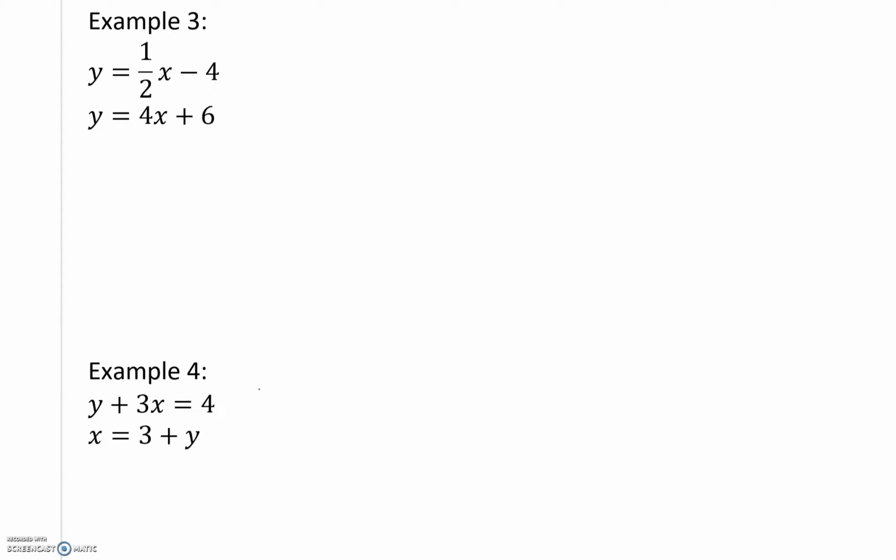So both of these examples you can try, but we're going to do this first one here, and you're going to see that y equals this whole thing. So we're going to replace this whole thing instead of y. So we're going to rewrite that first equation, y equals 1/2 x minus 4. But instead of y, we're going to write 4x plus 6.